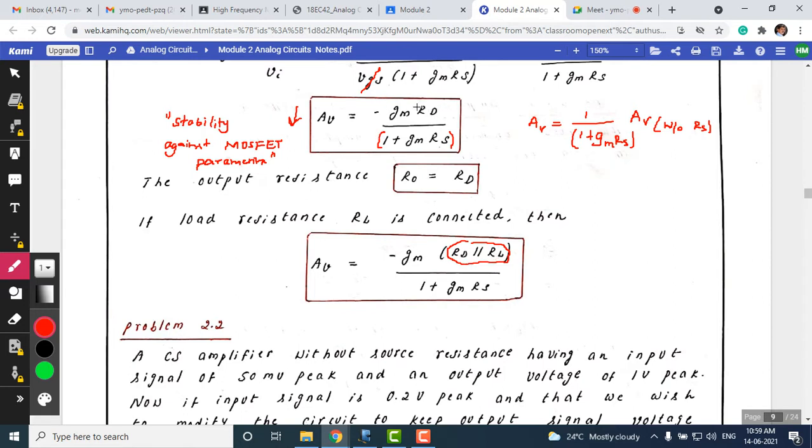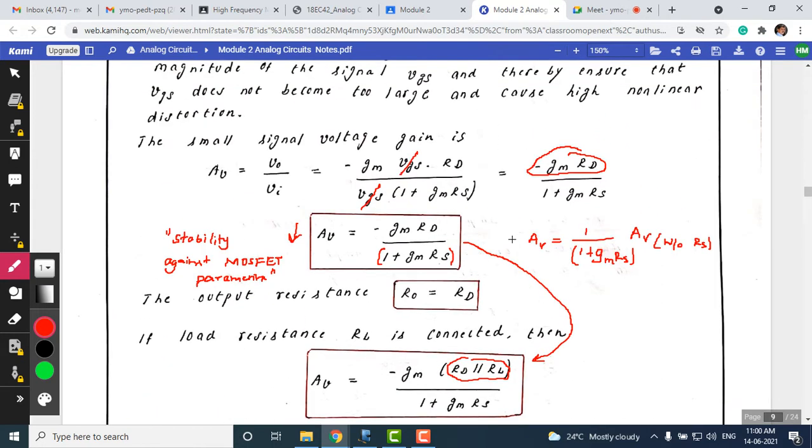Here there is no RL. RL is not included. With inclusion of RL, you can see the changes from this equation to this equation. The only extra term here is RL, which is in parallel with Rd. So this is the voltage gain of the common source amplifier with Rs, including RL. All these formulas highlighted in the box, students are advised to remember them, because you need to solve examples based on this.